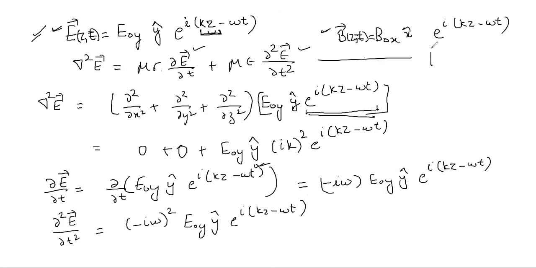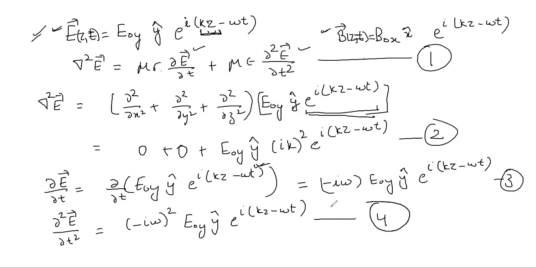Now in this equation number 1, I can plug in the value of del square E from equation 2. I can plug the value of curly E by curly T from equation 3. I can plug in the value of curly square E by curly T square from the equation 4. And then your equation 1 can be written as: del square E is nothing but E0y y unit vector (iota k) whole square e raised to power iota kz minus omega t.